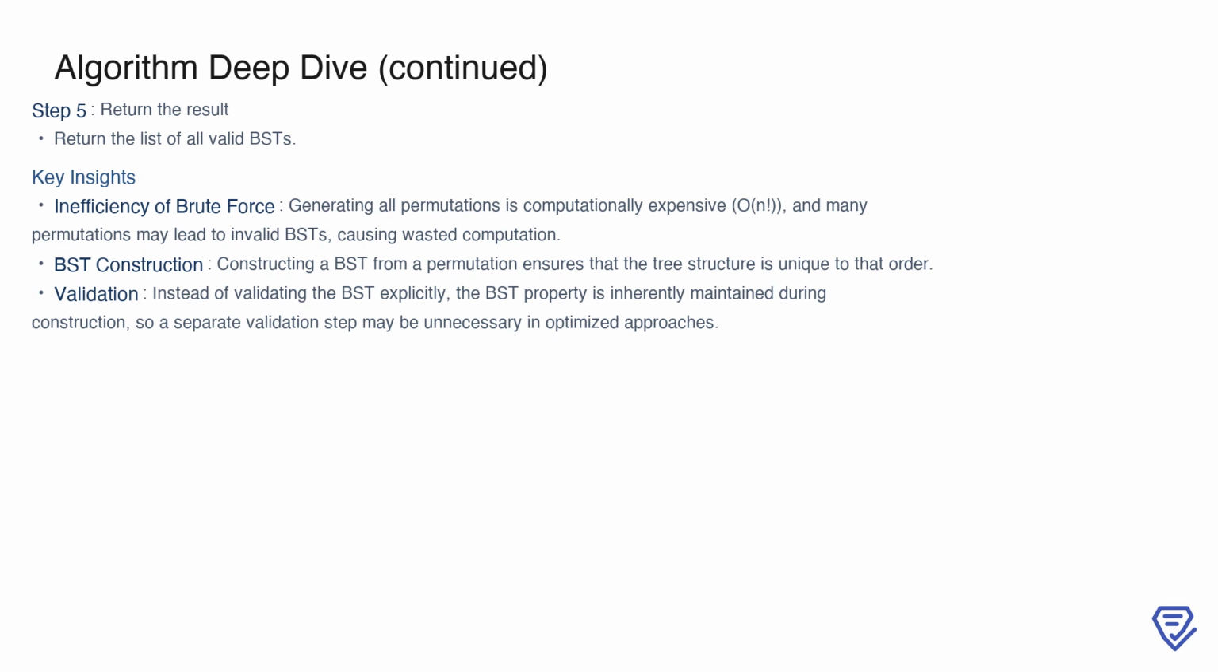However, there are still some useful takeaways. First, constructing a BST from a permutation guarantees that each tree structure is tied uniquely to that order. Second, validating the BST explicitly may not even be necessary if we ensure the BST property during construction. These insights pave the way for a more optimized approach that avoids the inefficiencies of brute force.